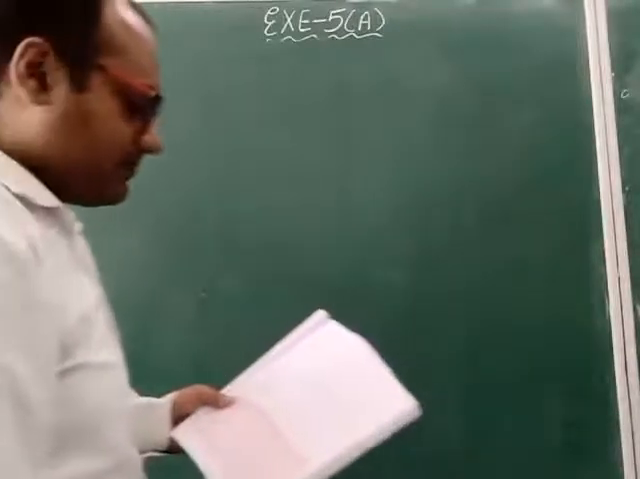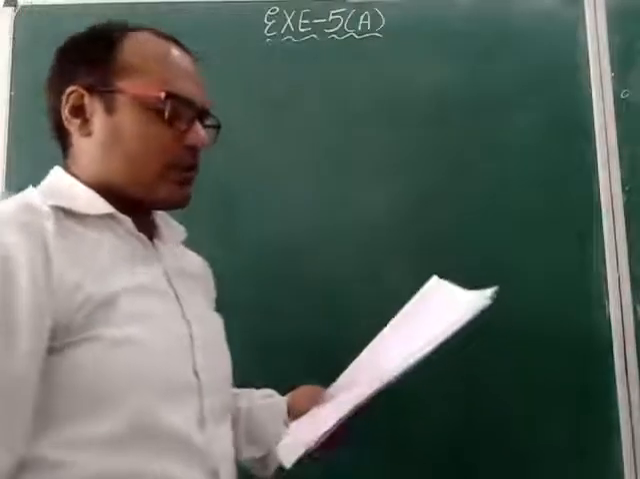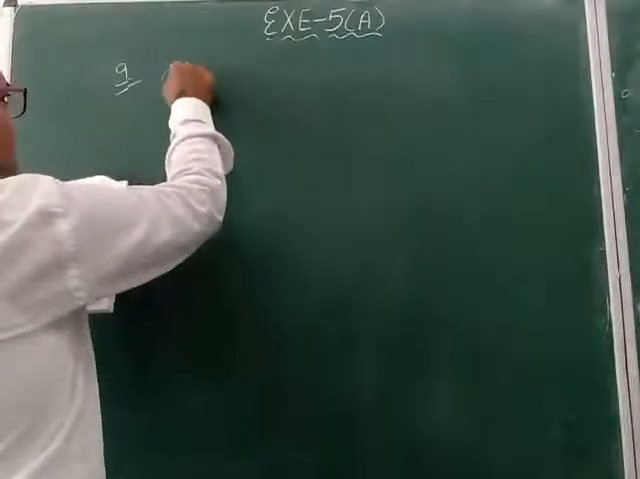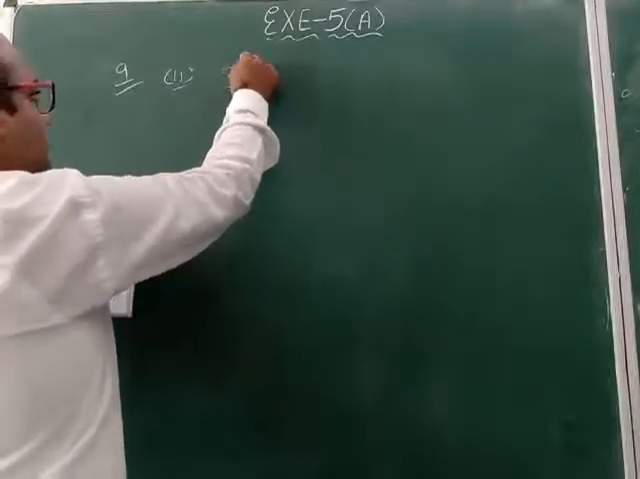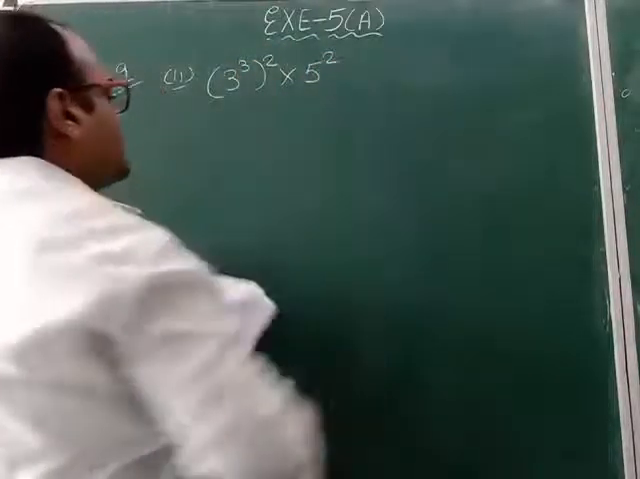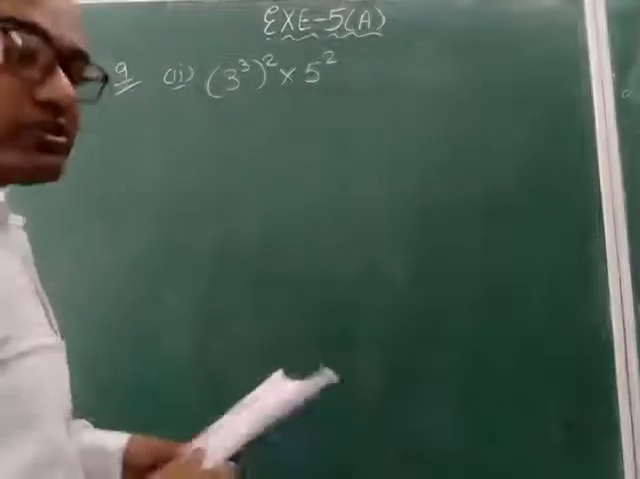Ninth question. Simplify the following. The second one; the first and second are both the same. (3 raised to the power 3) power 2 multiply 5 power 2. We have to simplify this.